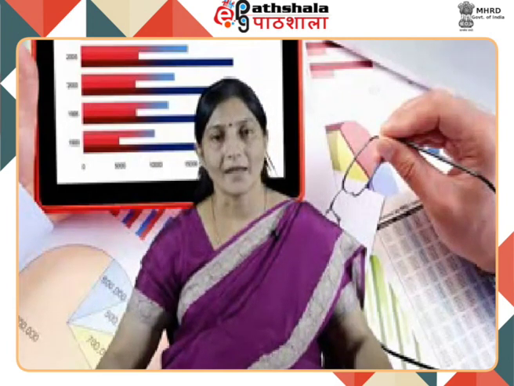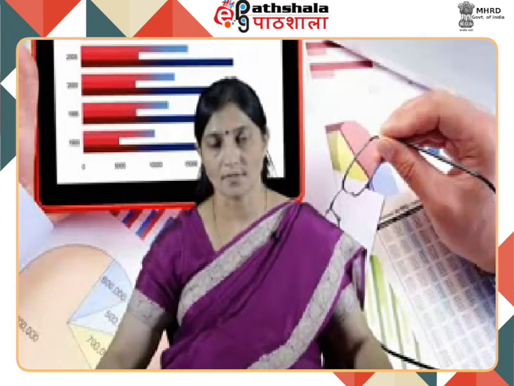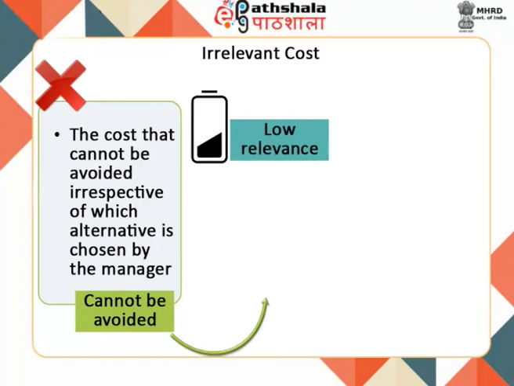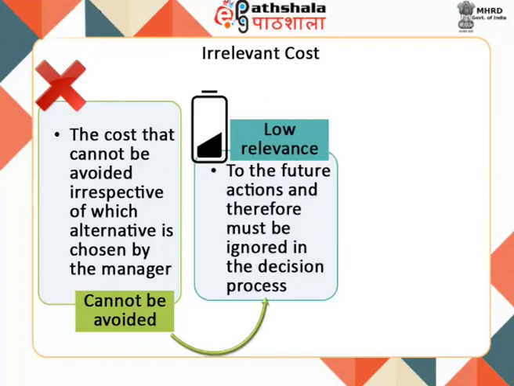The irrelevant cost in any case must be eliminated from the decision making process. That is, it will not have any impact while evaluating the alternative courses of actions. Relevant costs are expected future costs that will differ between the alternatives being considered in a decision-making situation. Any cost that can be eliminated completely or in part as a result of choosing one alternative over the other is relevant. On the other hand, cost that cannot be avoided irrespective of which alternative is chosen by the manager is irrelevant cost. These costs have low relevance to the future actions and therefore must be ignored in the decision process.